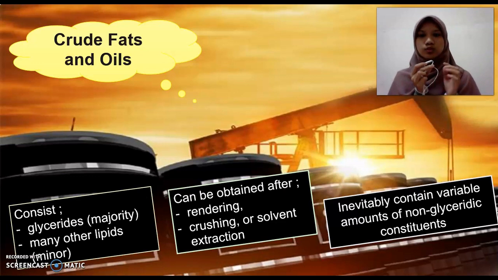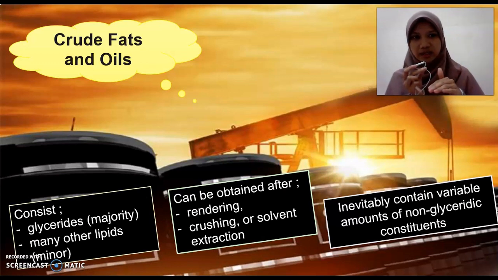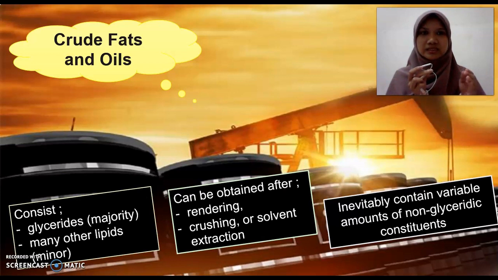Crude fats and oils consist primarily of glycerides. However, they also contain many other lipids, but in minor quantity, which means the majority of the compounds of fats and oil is glyceride, and the minor part is lipid only. And all crude fats and oil can be obtained after the process of rendering, crushing, and solvent extraction.